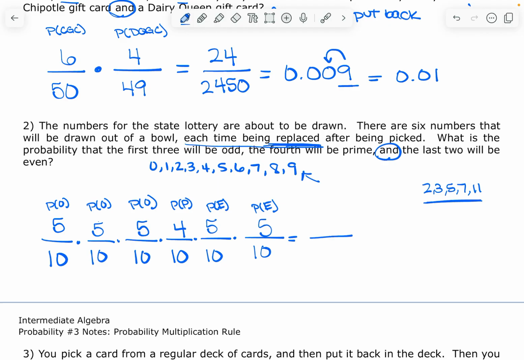So we're going to multiply all of the tops together. So 5 times 5 times 5 times 4 times 5 times 5. I'm going to get 12,500. Denominator, 10 times 10 times 10 times 10 times 10 times 10, all those 10s. I'm going to get 1,000,000. So now when I divide that, I'm going to end up with 0.0125. Look at that third decimal place number. It's less than 5, so it's going to tell me that one stays the same, so 0.01.